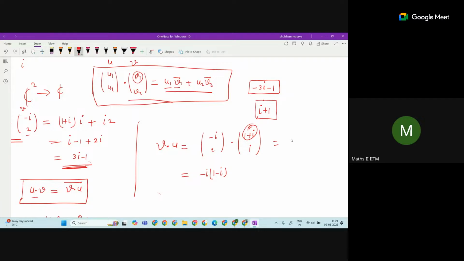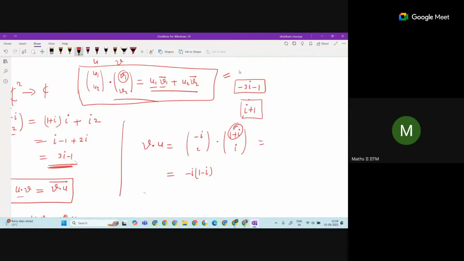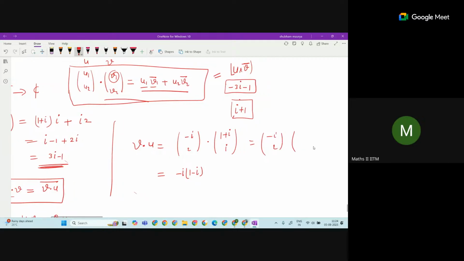The trick is that when doing the dot product, you can take u and the transpose of the other vector. You conjugate the second one and then multiply coordinate-wise. That's all it is. If you are facing an issue, let's make it here minus i times the conjugate of the second one.